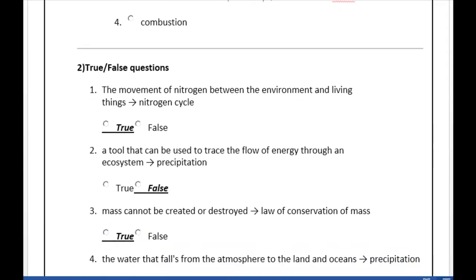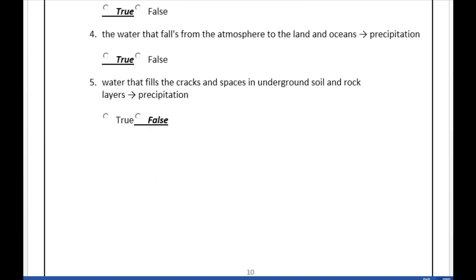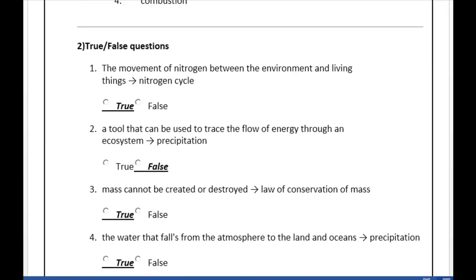Number 2, true or false? Number 1, the movement of the nitrogen between the environment and living things. This is the nitrogen cycle. True. A tool that can be used to trace the flow of energy through an ecosystem. This is a precipitation. No.